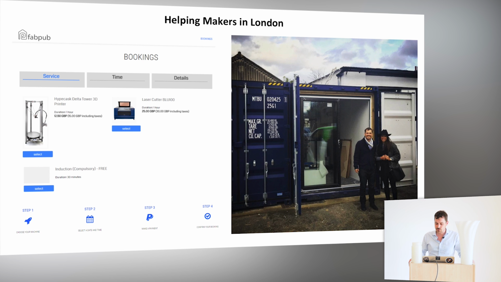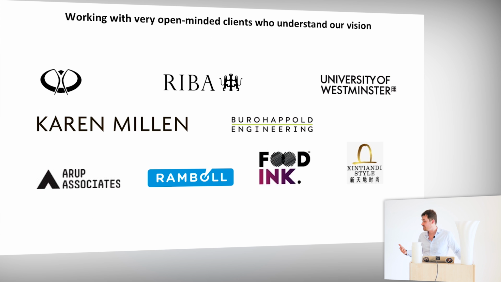I'll go through all of it in more detail, but this is a general introduction. This is FabPub, next to our studio: the shipping container that contains our Delta Tower and our large laser cutter. People can book them online and use them so that they can reproduce or expand on our designs or their own designs. And of course, it always takes really open-minded clients to do so.